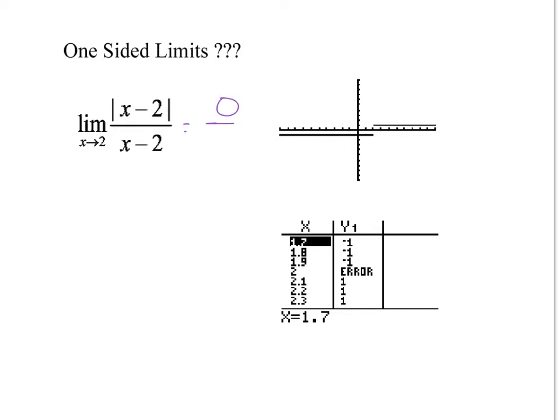0 over 2 minus 2, which is 0. Notice I have 0 over 0, my undefined term. Okay, let's just look at the calc for a minute. Plug this into the calc.